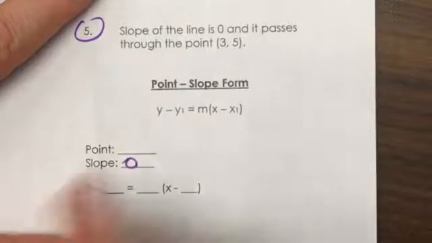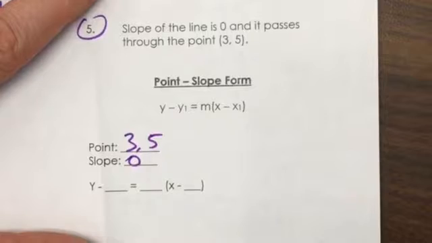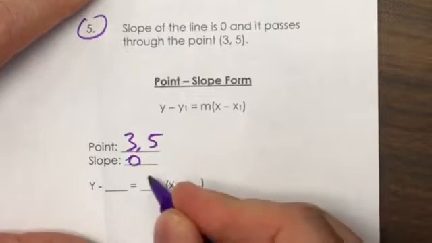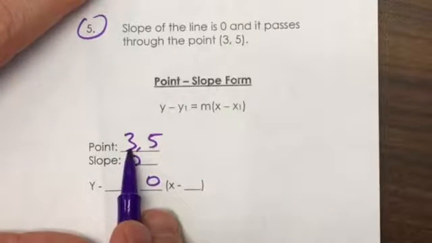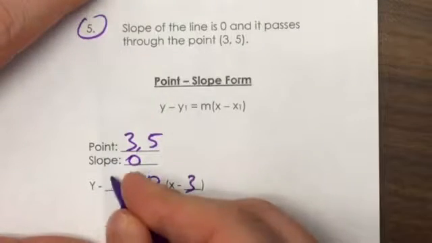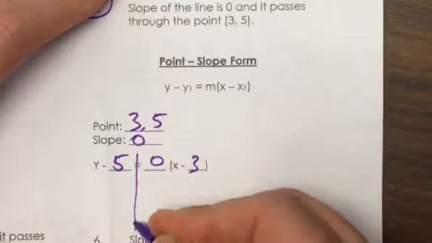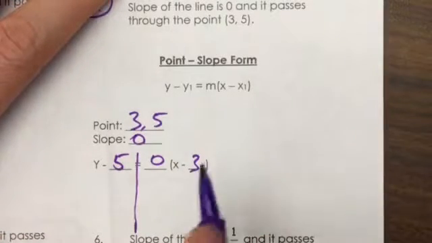So my slope is 0, my point is 3, 5. I have a 0 to plug in here. My 3, my x value goes here. My 5, my y value goes here. Now I can do the math, but this one's a little interesting in a good way. It's not harder, it's actually easier.